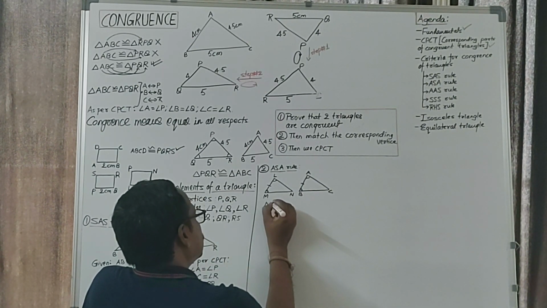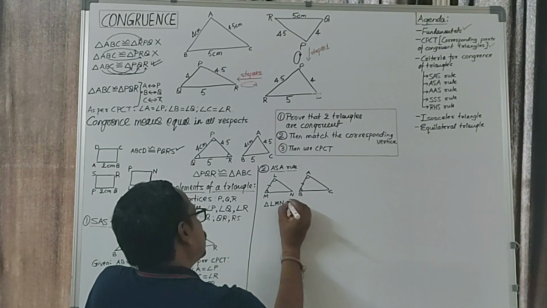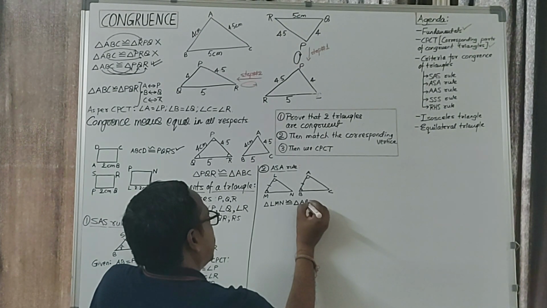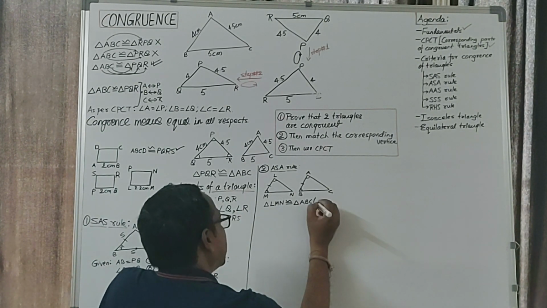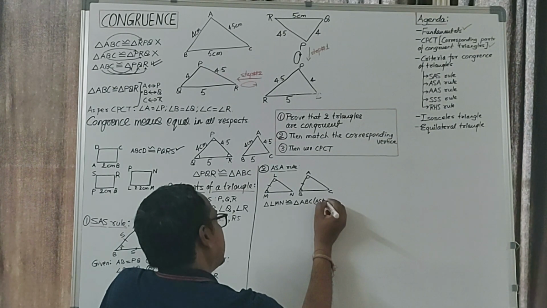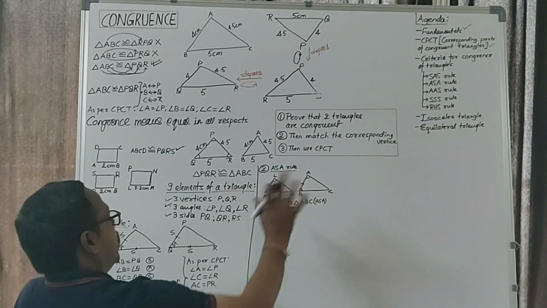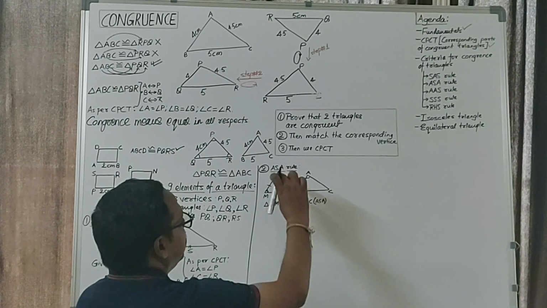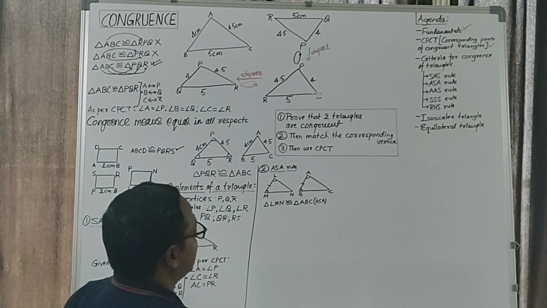You will say triangle LMN is congruent to triangle ABC. You need to write down the rule name also. You will write here as per ASA. I forgot to write down the rule here; I must write down the name also. So after proving that, you will apply CPCT. With the help of CPCT, you will say that MN equals BC, LN equals AC, and other corresponding parts are equal. That's as simple as that.